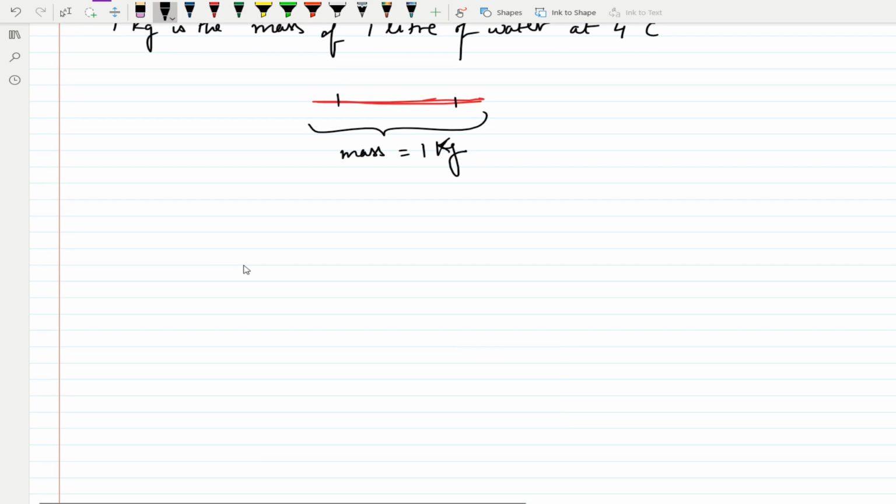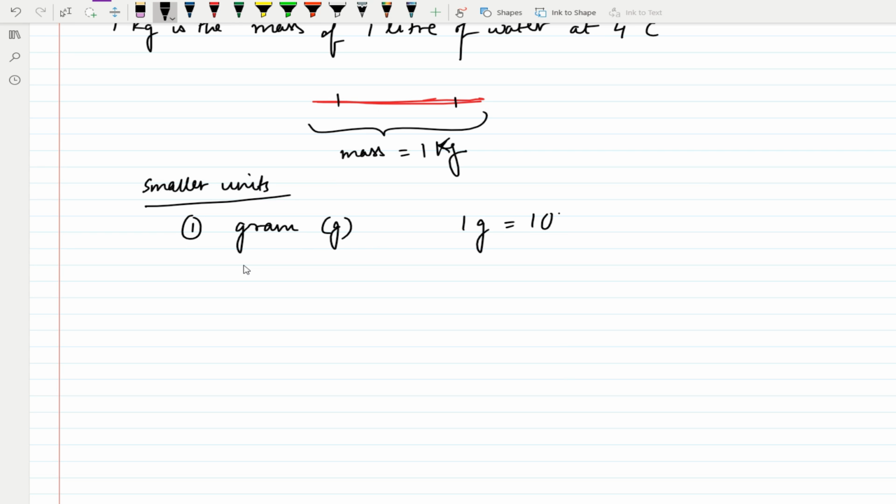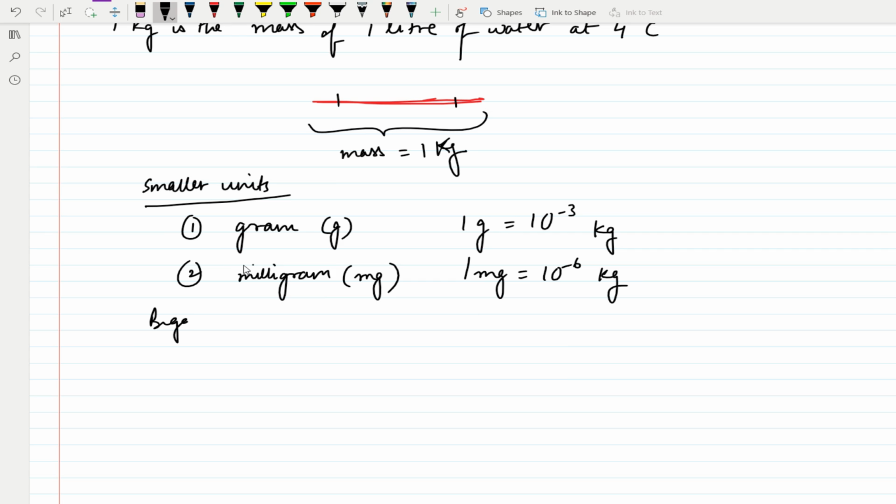So you have the smaller units of kilogram. Now what is the first one? The first one is gram, which is denoted by g, and you know 1 gram is 10 to the power minus 3 kg. Similarly the second one is milligram. Milligram is denoted by mg, and 1 mg is equal to 10 to the power minus 6 kg. Now we have the bigger units or the multiple units.